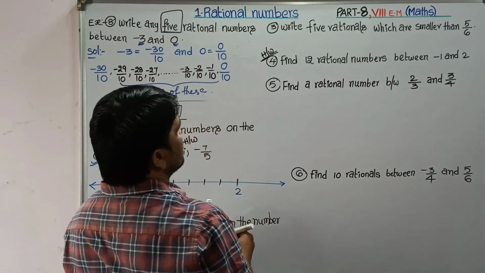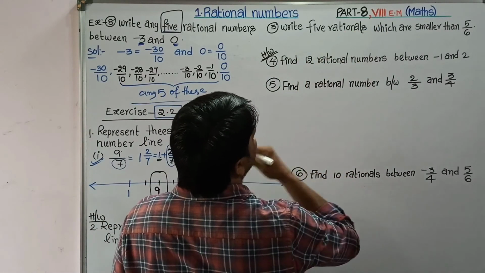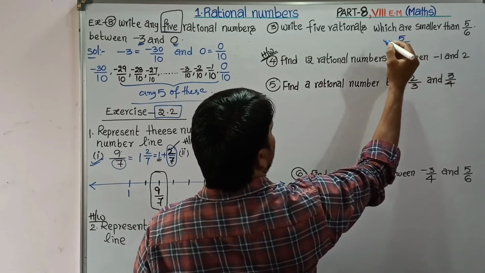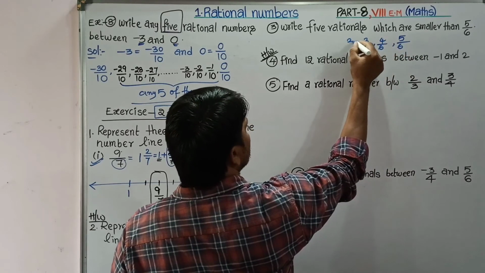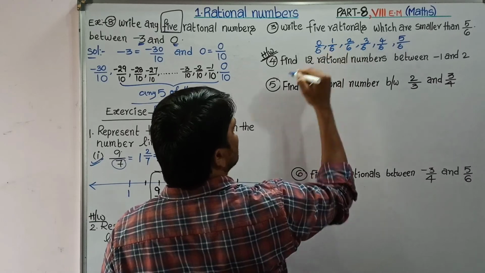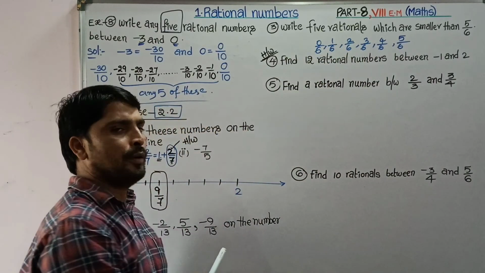Next, third question. Write 5 rationals which are smaller than 5 by 6. Smaller than 5 by 6. We can write 4 by 6, 3 by 6, 2 by 6, 1 by 6, 0 by 6. These 5 rationals are less than 5 by 6.